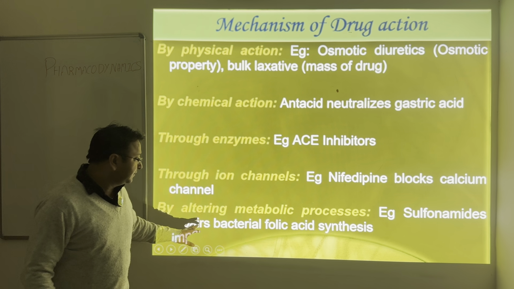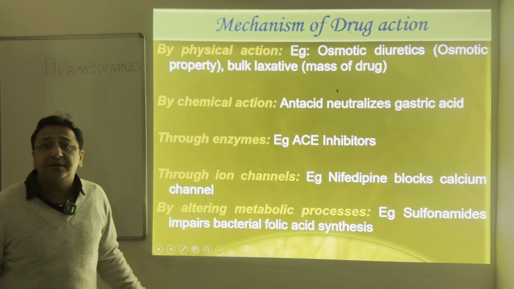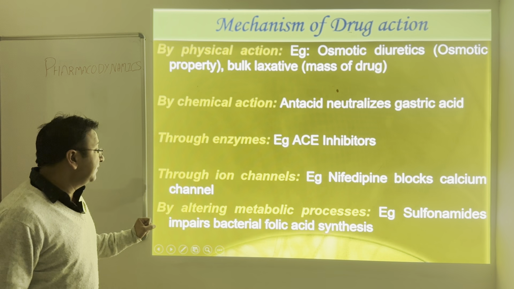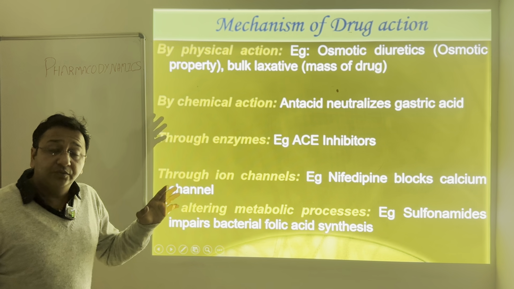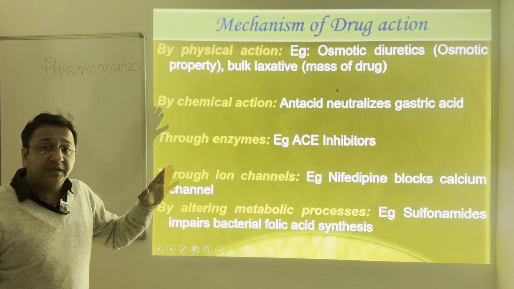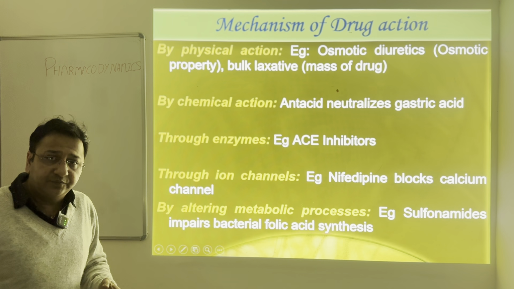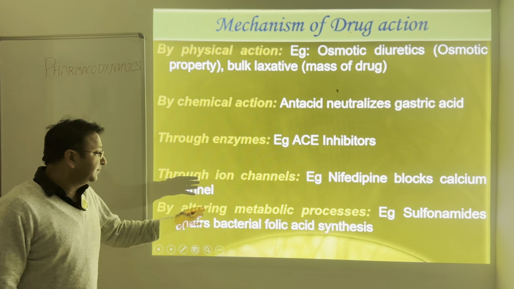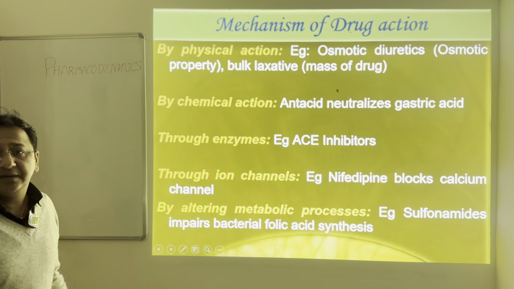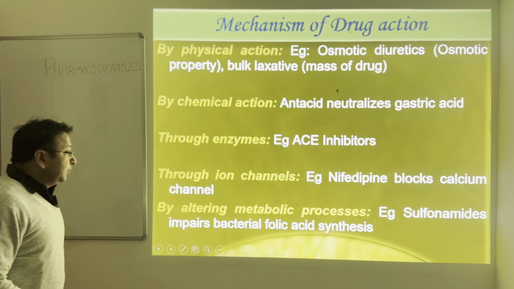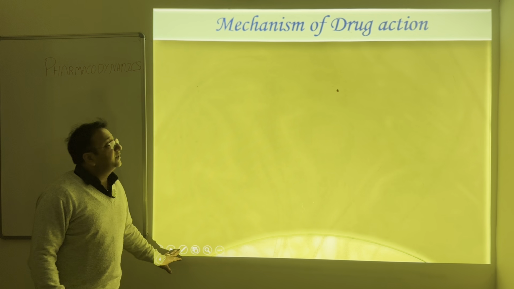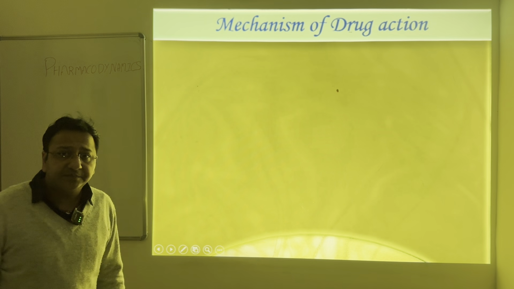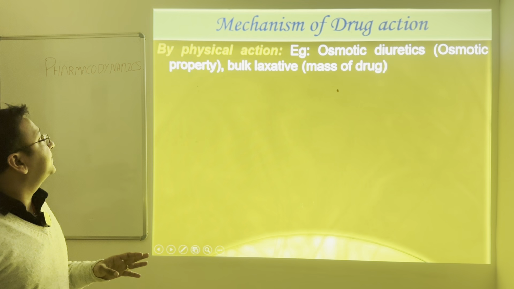There is another one, altering metabolic processes. For example, sulfonamide acts by inhibiting folic acid synthesis. There is a pathway, pteridine, PABA, glutamate, then the folic acid synthesis pathway, and sulfonamide acts in that pathway, so that it alters the metabolic process. Sulfonamide is an antimicrobial. But the most important part is through the receptors. Most drugs act through the receptors only.